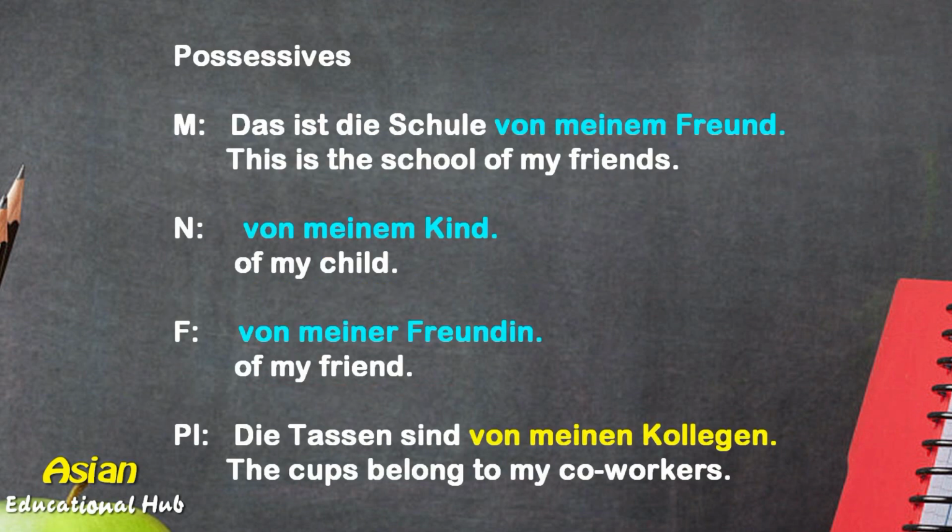Now see some examples with possessives. Das ist die Schule von meinem Freund. This is the school of my friend. Von meinem Freund means of my friend. Von meinem Kind, of my child. Von meiner Freundin, of my friend. And die Taschen sind von meinem Kollegen. The bags belong to my co-worker.